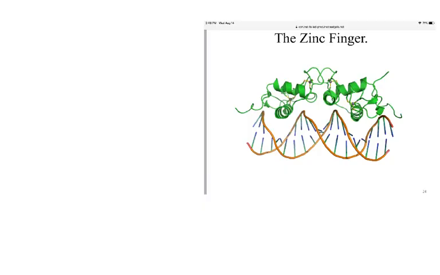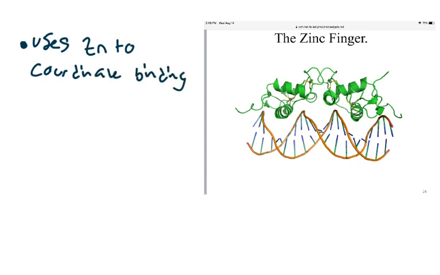Another mechanism of regulation of transcription is with this DNA binding protein. And this DNA binding protein is called the zinc finger. And essentially, the key component here is that it uses zinc to coordinate binding to DNA. So the zinc finger is going to recognize the major groove of the DNA. Sorry, that's the minor groove. The major groove of the DNA, and it's going to attach itself and also act as a regulator of transcription.